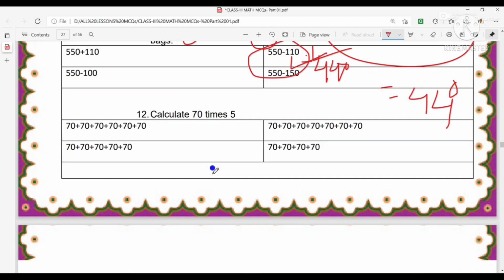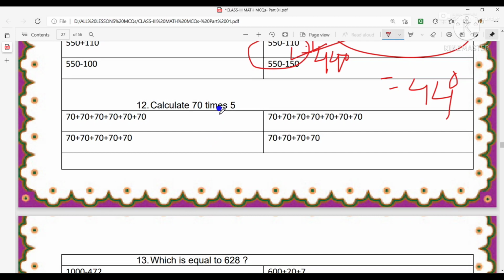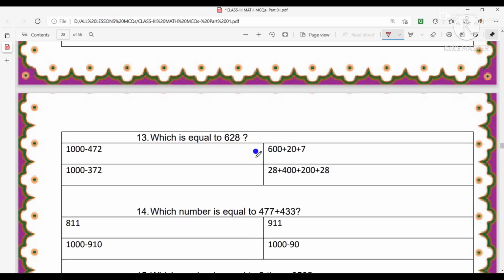Then calculate 70 times 5. 70 times 5 means 70 into 5. That may be 70 plus 70 plus 70 plus 70 plus 70. You have to add 5 times 70, right? Then which is equal to 350. 628, this one, 1000 minus 372. If you subtract 372 from 1000, then you will get 628. You can subtract.